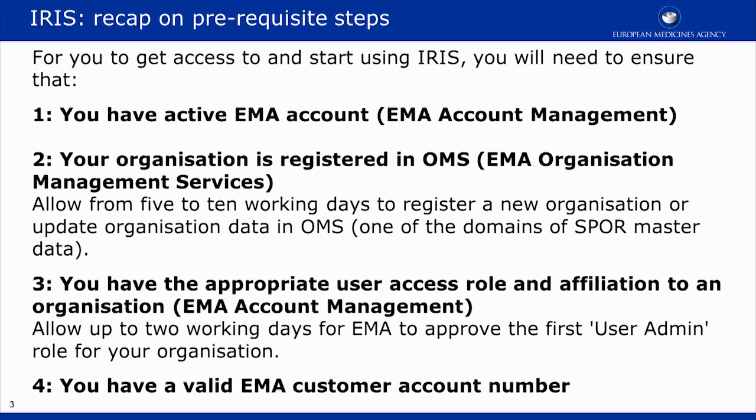Just a quick recap on the prerequisite steps that are needed for you to get access to and start using IRIS. You will need to ensure that you have an active EMA account. You will need to ensure that your organization is registered in the EMA Organization Management Services. You will need to ensure that you have the appropriate user access role and affiliation to an organization, and that you have a valid EMA customer account number.